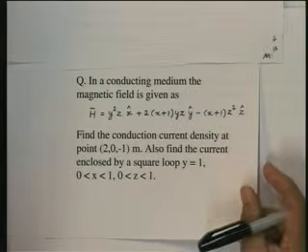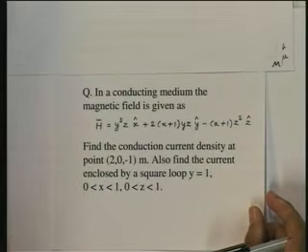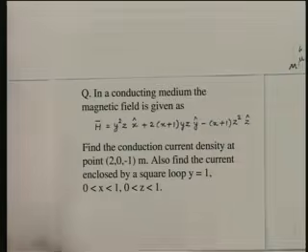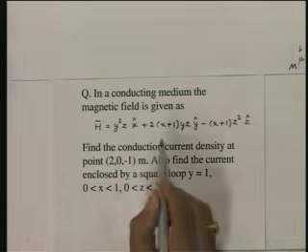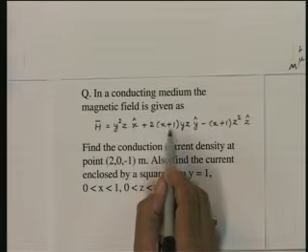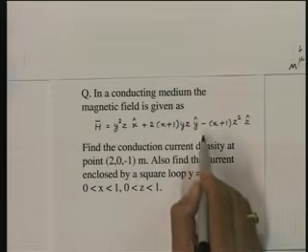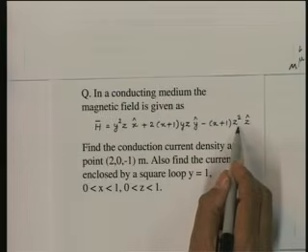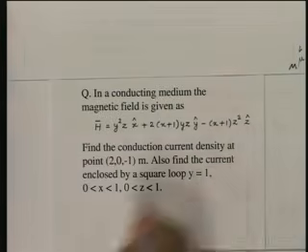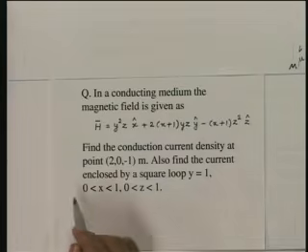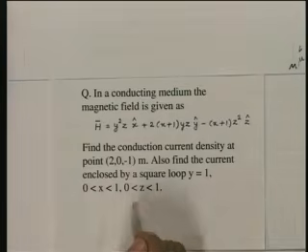Let us consider now a problem which is related to the magnetic fields. Let us say the problem is in a conducting medium, the magnetic field is given as H is equal to y square z x cap plus 2 into (x plus 1) y z y cap minus (x plus 1) z square z cap. Find the conduction current density at point (2, 0, minus 1) meters.